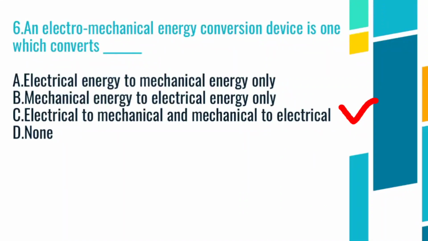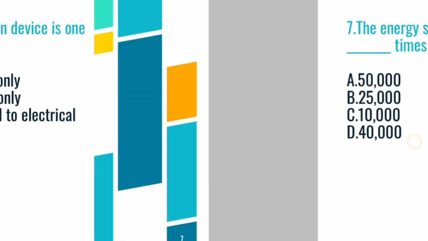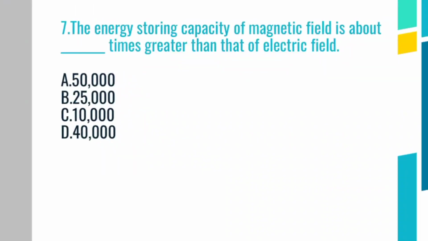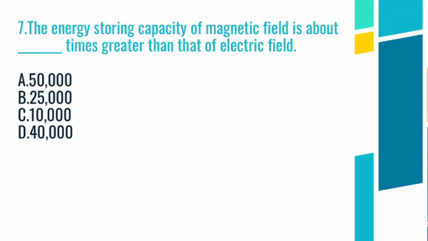The energy storing capacity of the magnetic field is about how many times greater than that of the electric field? Normally, the energy storing capacity of the magnetic field is 25,000 times greater than the electric field. Hence, in all electrical machines, the energy conversion medium is the magnetic field. Magnetic field is 25,000 times greater than electric field. Hence, B is the answer.